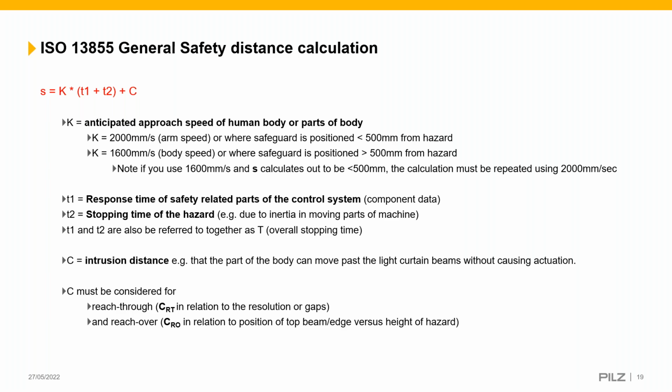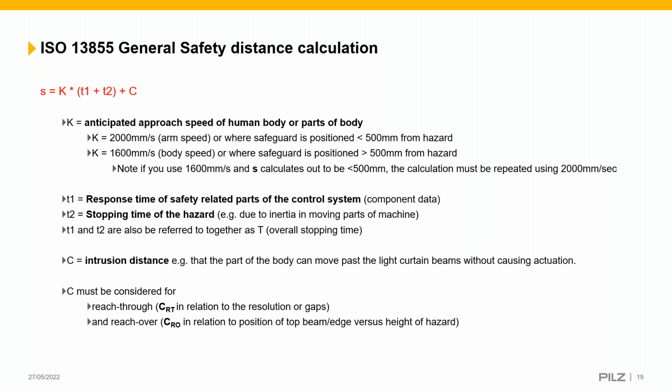C is the intrusion distance that the body can pass through the light curtain before it's triggered. As we said earlier, to get closest, you would have 14mm finger detection light curtains. Nothing is able to pass through without triggering the beams. If that's the case, then your value for C would be 0. At the other end of the scale, with body detection light curtains, you've got to use a value of 850 for C. So you would do your calculation using that.